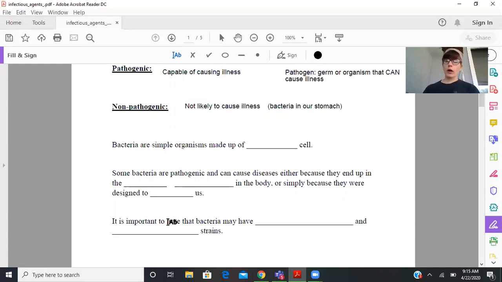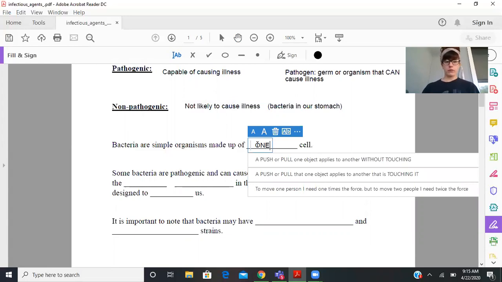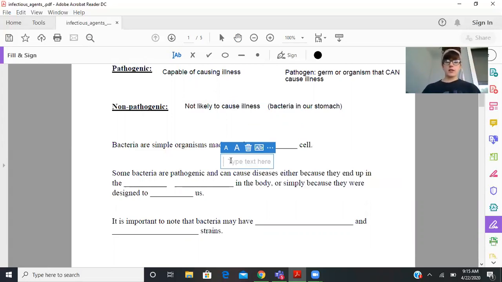Bacteria are simple organisms, so they're not very complex living things. They're very simple, and they're made up of one cell. So this goes back to our classification where we were talking about organization of cells. This would be considered unicellular, uni meaning one. And that's how bacteria are organized, so they would automatically be classified into that group.